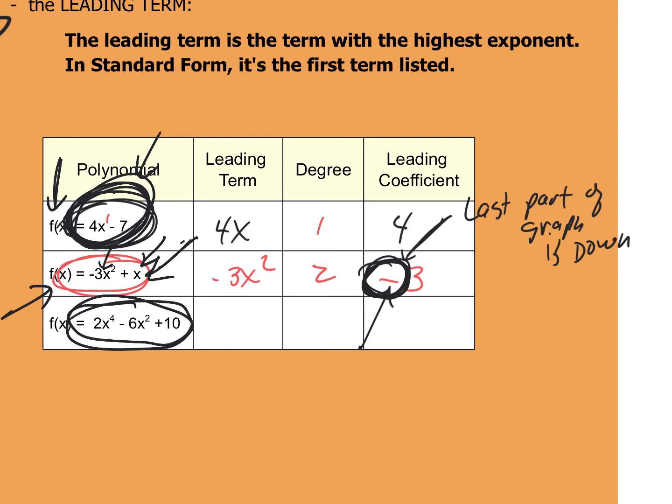All right. Last one, I'll do this one. The leading term is 2x to the 4th. The degree is 4, and the leading coefficient is 2, in case you'd already filled that one out. All right, moving on.